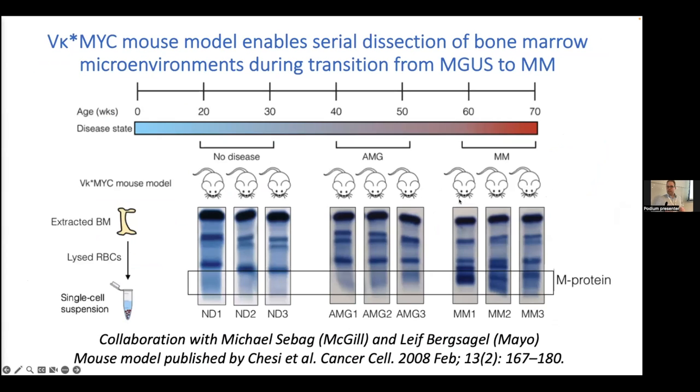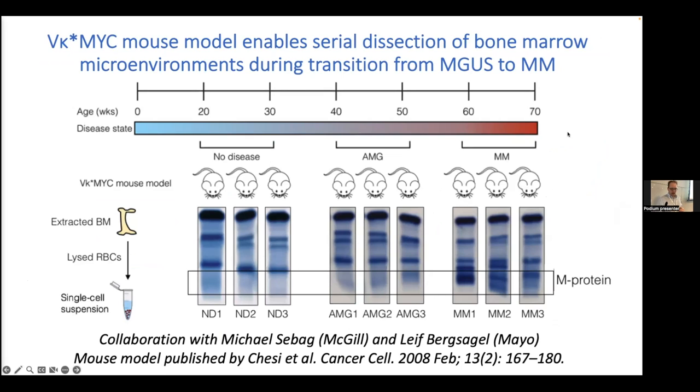So we have a mouse that does exactly this. It's called the V kappa MYC mouse. There's a V in the immunoglobulin locus with a stop codon, and essentially you wait around for those B cells to mature until that stop codon is reversed. Essentially now you have overactivation of this MYC oncogene.